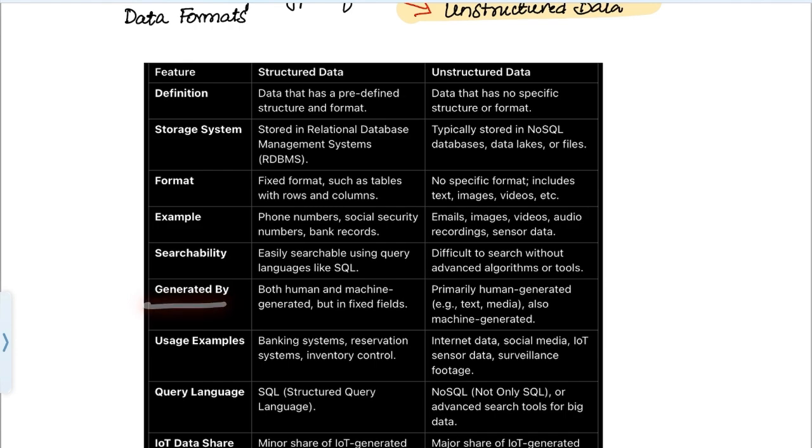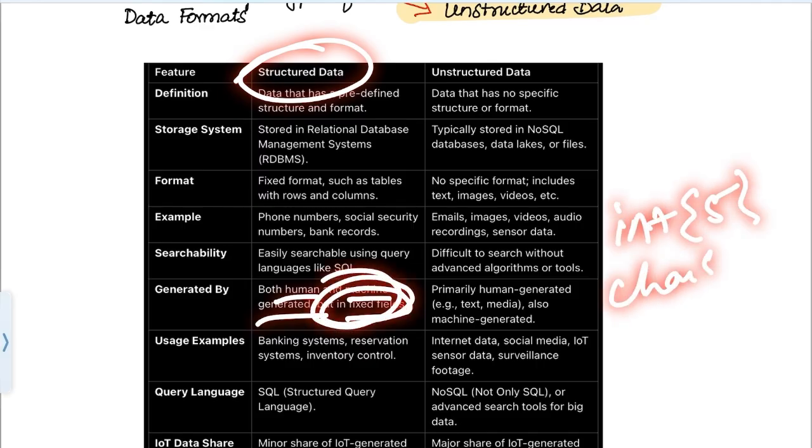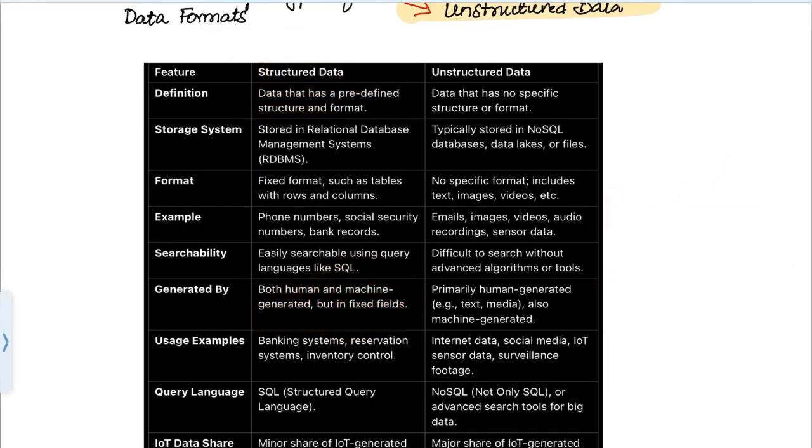Coming to how it is generated, structured data could be human or machine generated, but in fixed fields, that is, we know int 5 or char 5, that is character type of length 5. Coming to unstructured, it is mainly human generated, that is text, media, or it could also be machine generated.